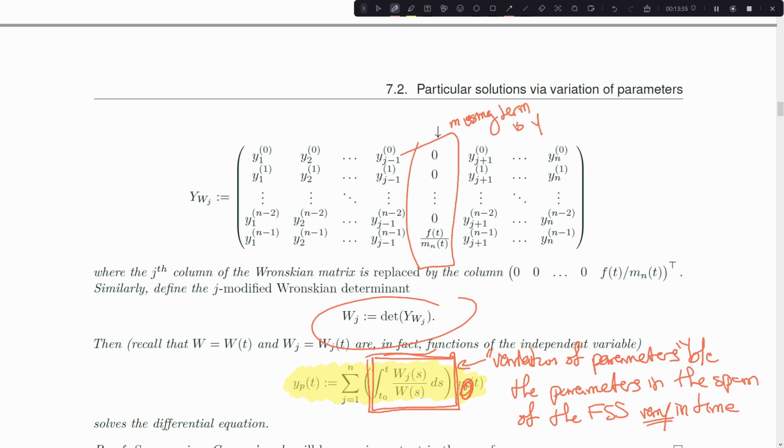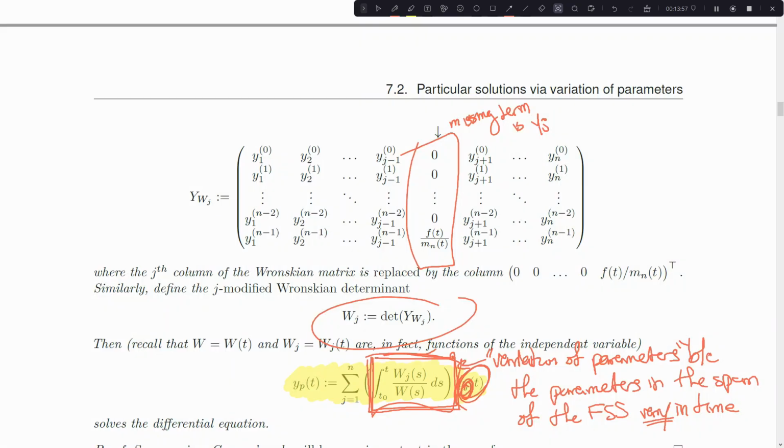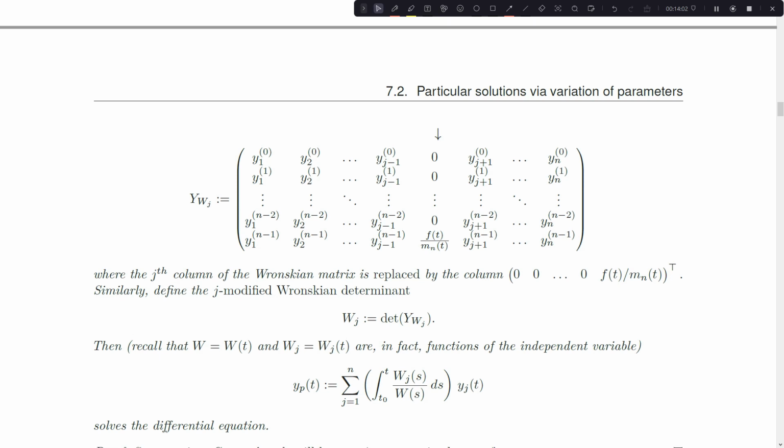The term is y sub j. So the missing term is the y that comes out and multiplies what I end up calculating here as the antiderivative. It's an antiderivative of the j modified Wronskian determinant divided by the regular Wronskian itself. So I take that little ratio, compute its antiderivative, and that's what my coefficient on the y sub j term is. And that will produce a particular solution for me.